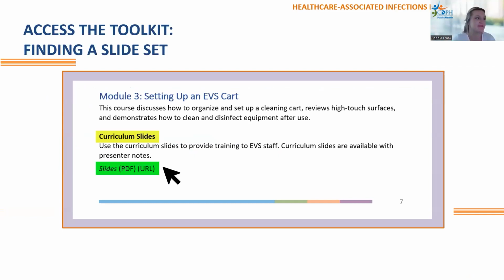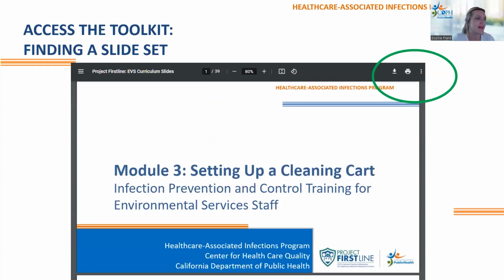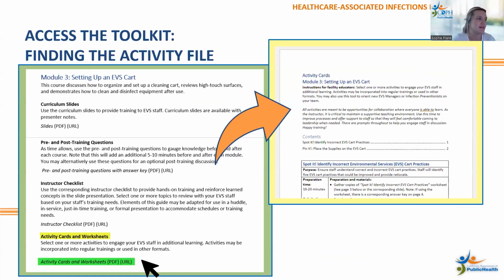All right, so next up is Module 3, which covers setting up an EVS cart. To access the Module 3 resources, just as before, we're going to scroll down to the Module 3 section in the Toolkit. We'll once again navigate to the slide set and click to open the slide file in a new browser window. Again, once the file has opened in a new tab, you can choose to download it or print it for your presentation. Again, I'm going to access the activity cards for Module 3, as we'll be using this file later. And now that she has the resources she needs, Aurora is ready to present to her EVS staff.